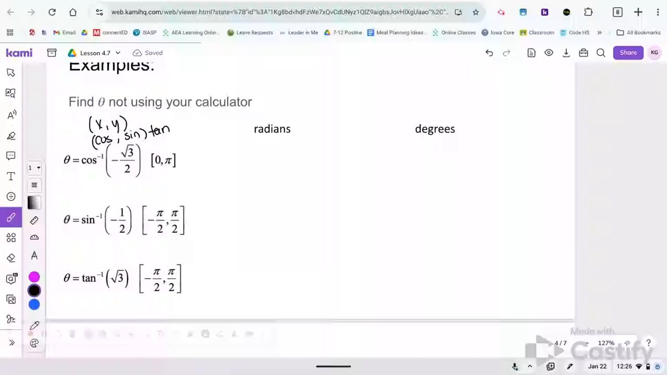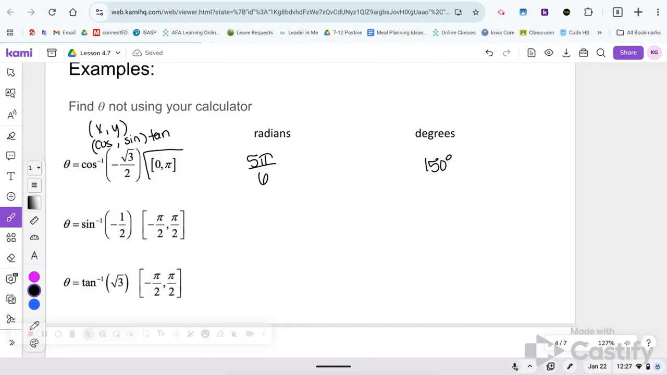So if I'm looking at my unit circle, I see it at 5 pi over 6 radians and 150 degrees. Now, there is a second negative square root of 3 over 2 at 210 and 7 pi over 6. However, they gave me that the domain they wanted me to work with was only from 0 to pi. So I don't list that one.